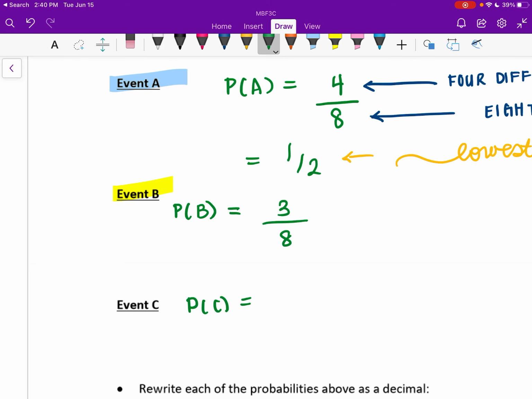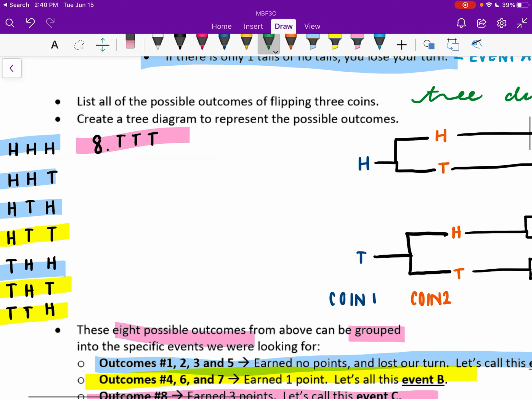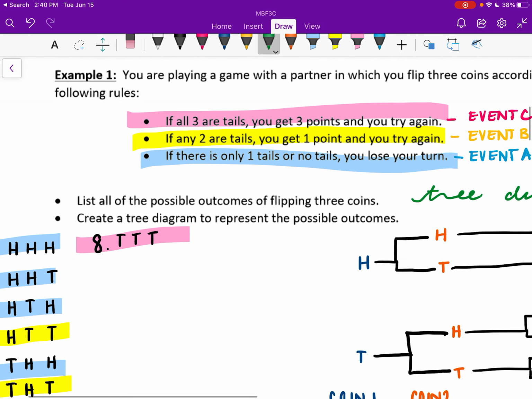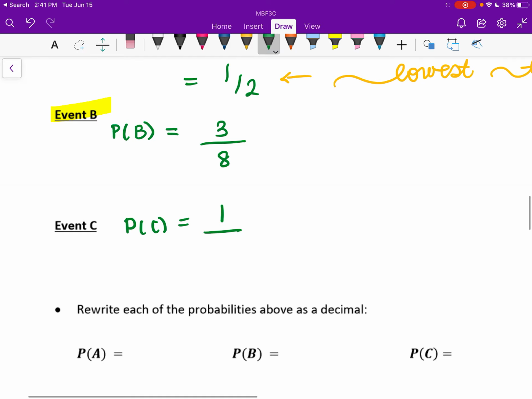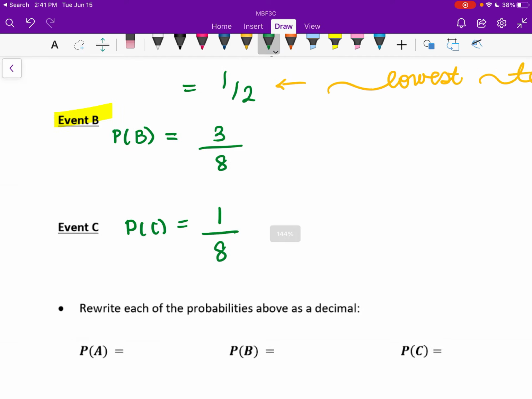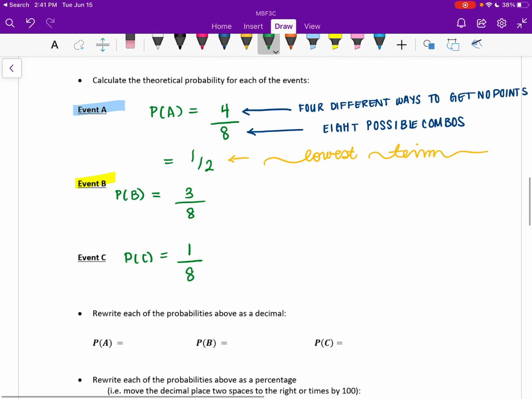Then let's look at probability of getting event C, which was the ideal one where you got to keep all your points and try again, which is outcome 8. So it's only 1 out of the 8 that you could get that, and 1 in 8 is already in the lowest terms. So let's go put each of these probabilities as a decimal.